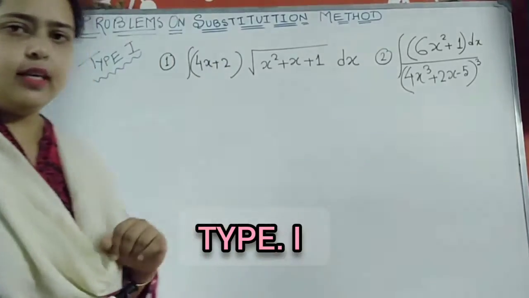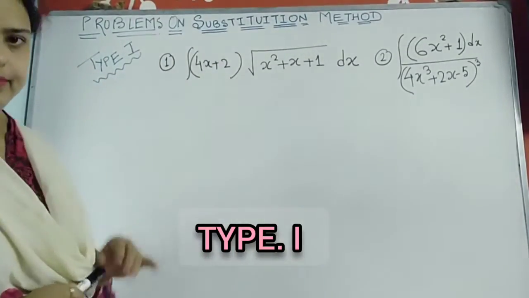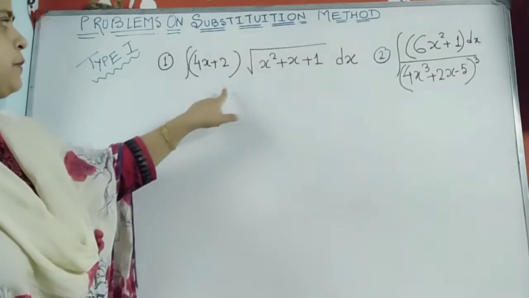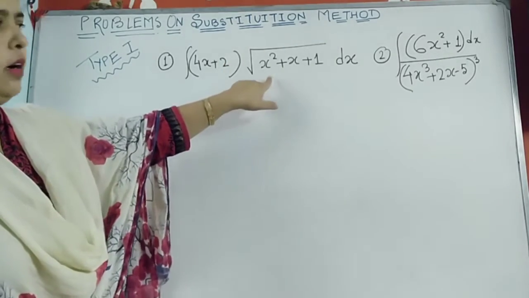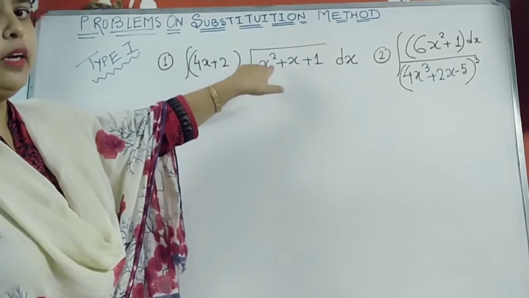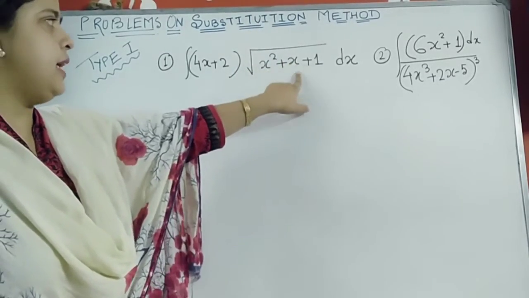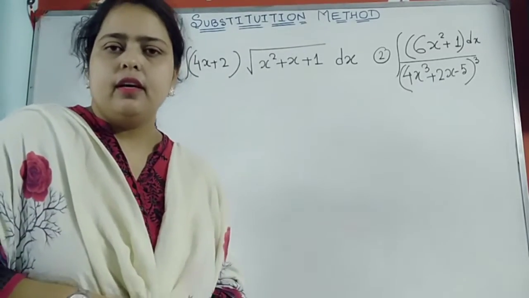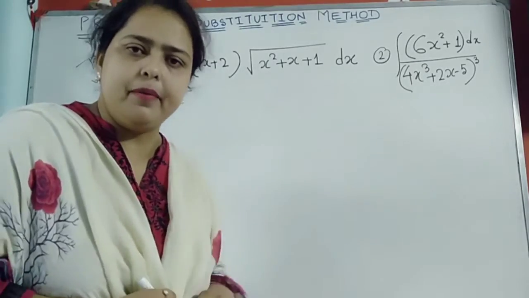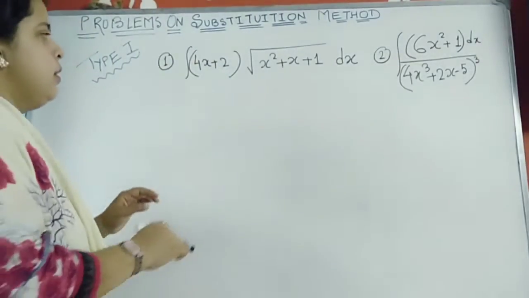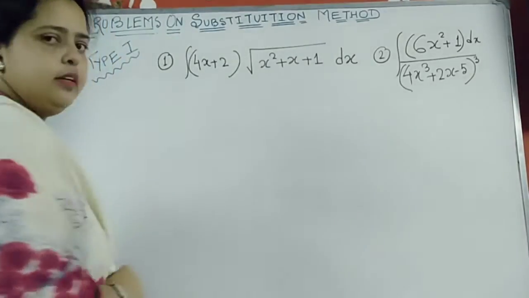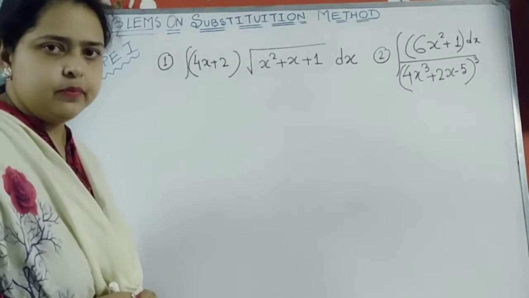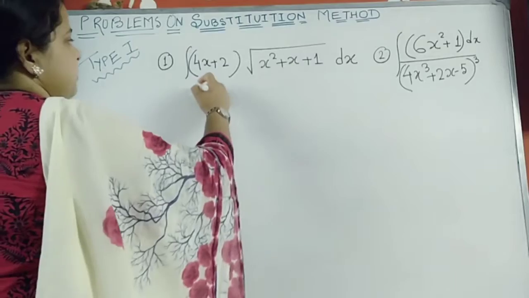So here you can see on the board, I have written type 1. Here, the first integration is the integration of 4x plus 2 multiplied by the square root of another function, that is x square plus x plus 1. Now children, a proper substitution can help me do this problem. So let's understand. A proper observation is required before jumping into the solution of the problem. So, have a look at it.